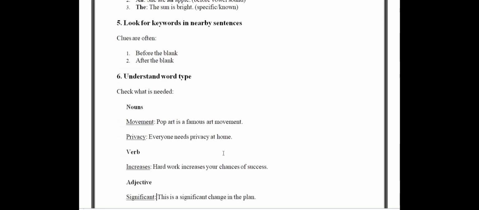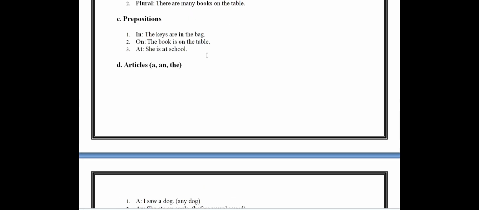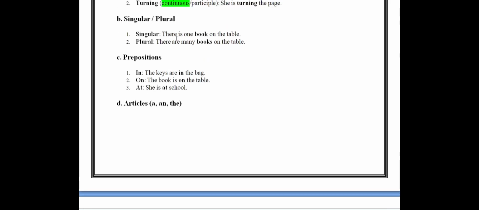Option 5, it says, look for keywords in nearby sentences. What are those? Before the blank and after the blank. Don't ignore them and try to read just hurriedly. The words which are before the blank and after the blank do play a very important role. For example, we come back to the same singular and plurals. There is one book on the table. There are many books on the table. So the word one itself implies singular. The word many implies plural. Right.